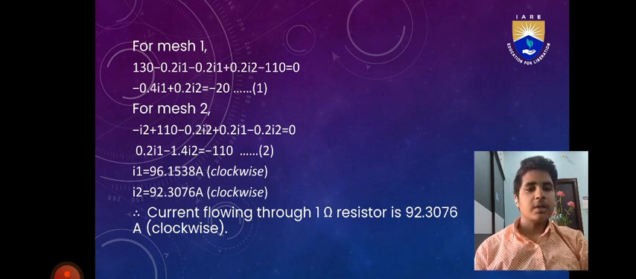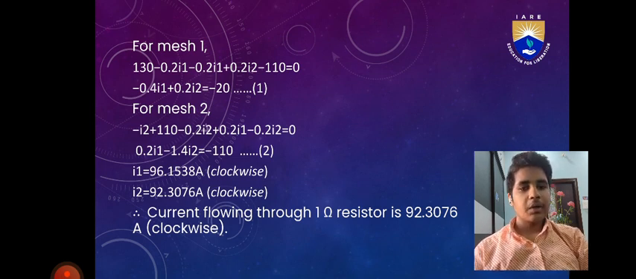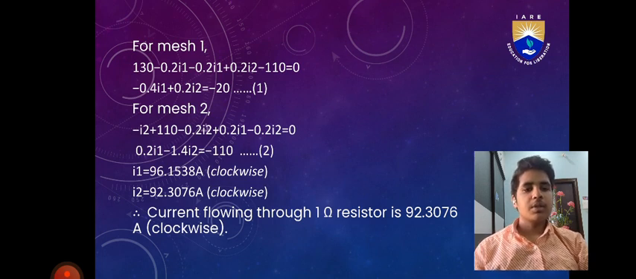So by solving equations 1 and 2, we get I1 is equal to 96.1538 amps and I2 is equal to 96.3076 amps. So the current flowing through the 1 ohm resistor is 92.3076 amps.